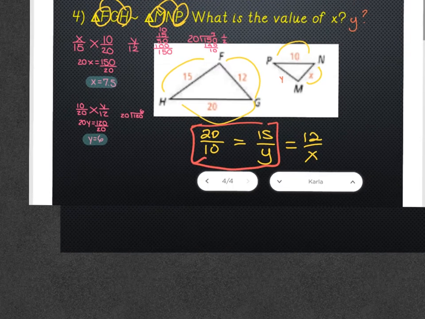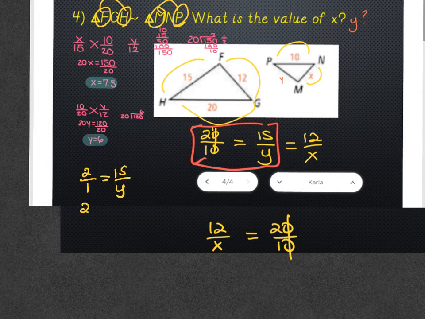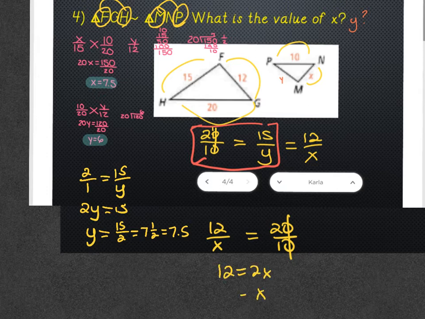20 over 10 equals 15 over, oh, it should be, you did it backwards. It's fine. Over y, and then 15 over, nope, and then 12 over x. Can you reduce the 20 over? Yes, I definitely would. I would get rid of the zeros. So you get 2 to 1 equals 15 to y. 2y equals 15. She has the work, just the different letters. 15 over 2, 7.5. And then 12 equals 2x, and x equals 6.